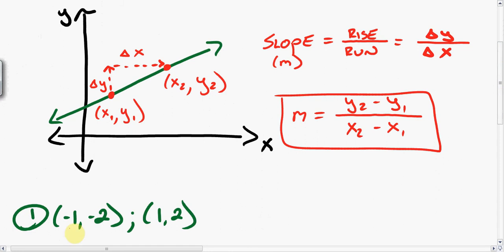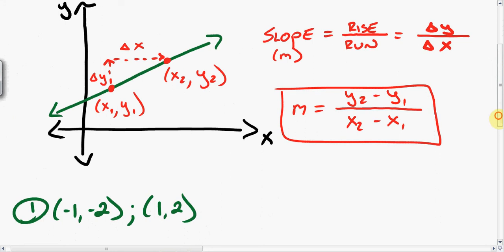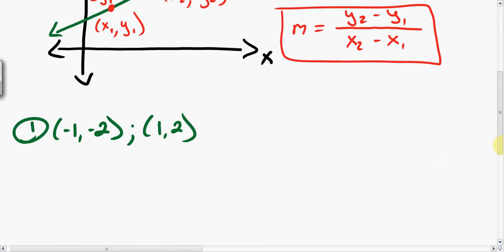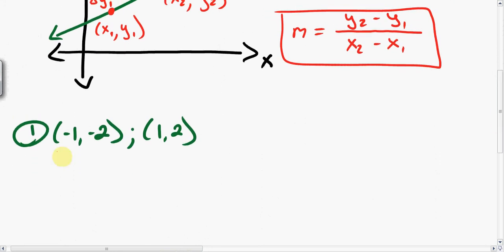All right, down below we see we've got 2 ordered pairs. We should be able to find the slope of a line given 2 ordered pairs. We've got -1, -2. And 1, 2. So we can designate x1, y1, x2, y2. If that helps you, go ahead and write that down. It's not necessary because any point can be x1, y1. All right. But we'll just do this here.